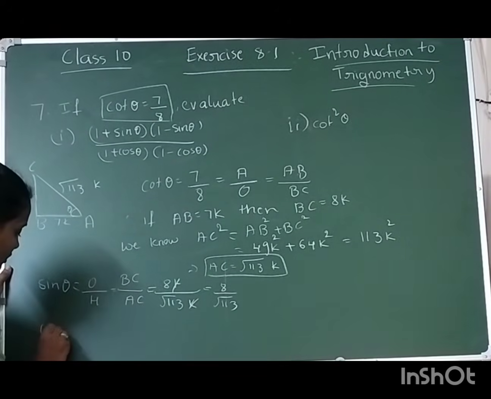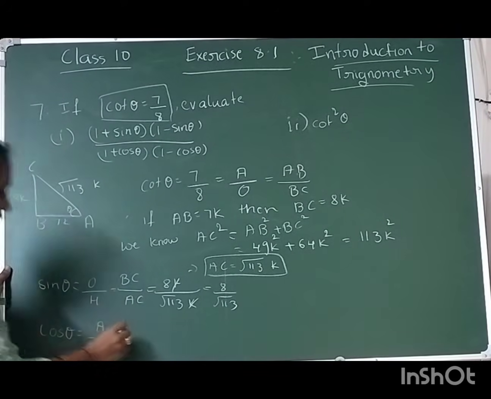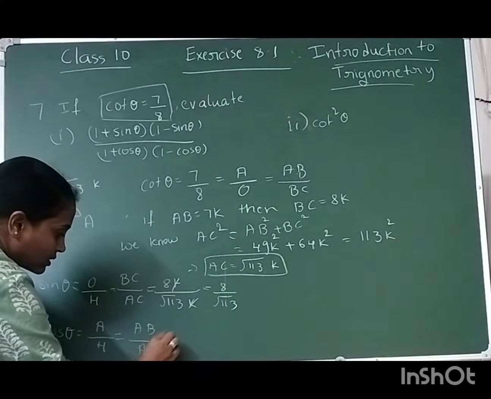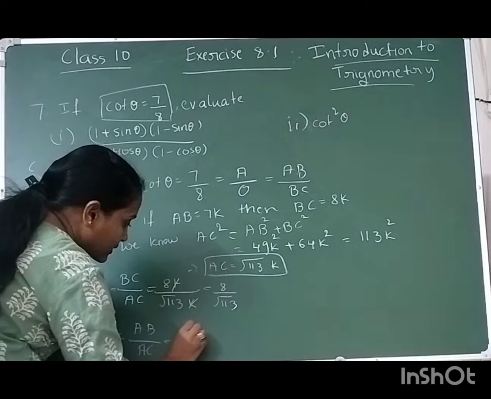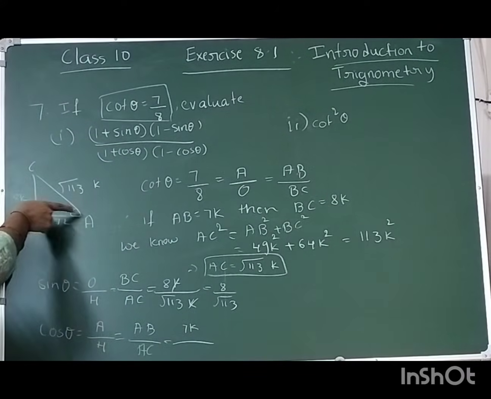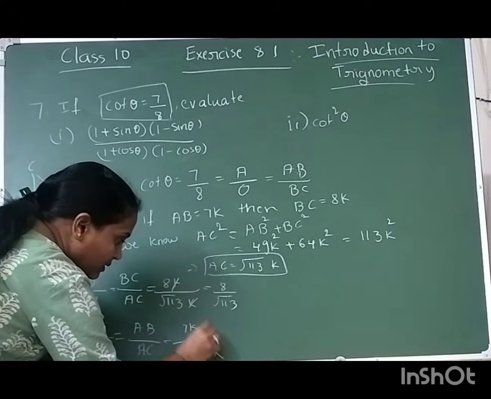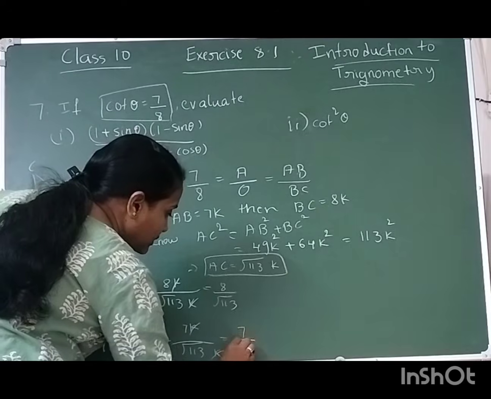So next is cos theta. That is adjacent by hypotenuse. Adjacent is AB here, so AB by AC. So what's the value of AB? It is 7K and AC value is root 113 K. So K and K will get cancelled and we'll get the value of 7 by root 113.